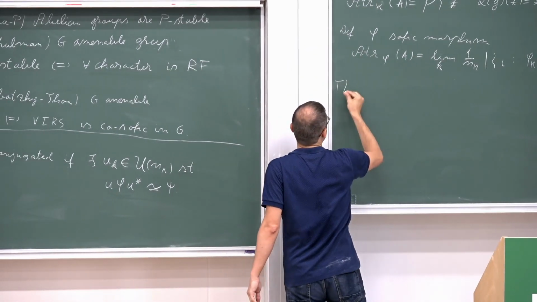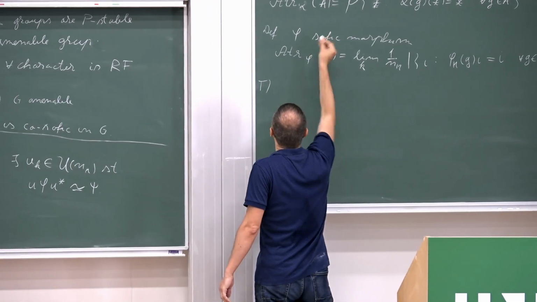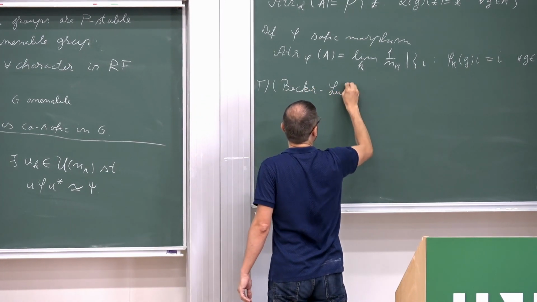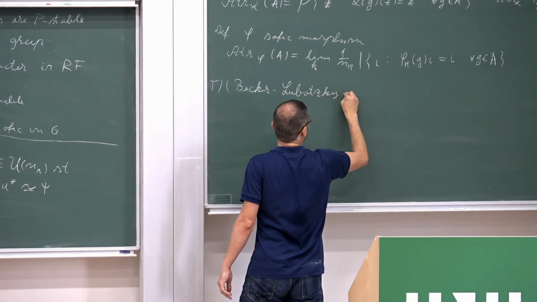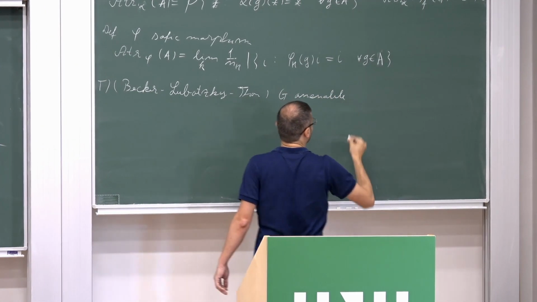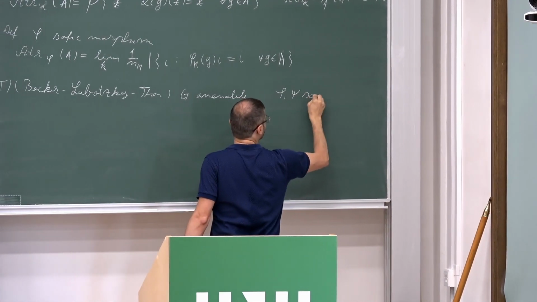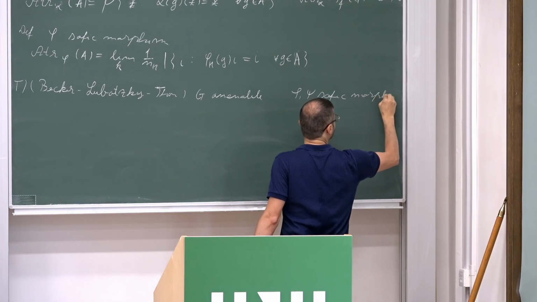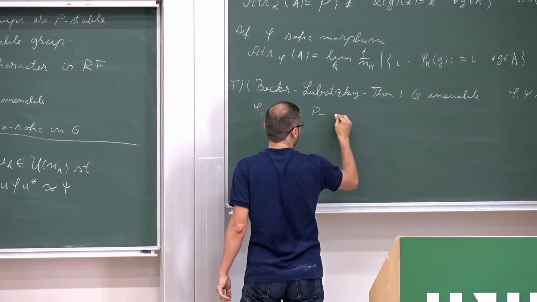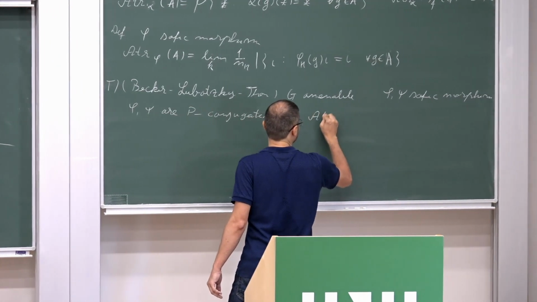Let me now write the theorem. This kind of statement was used by von Neumann and Schauer, but in this setting it is due to Becker, Lubotzky, and Thom. So if G is amenable and phi, psi are Sophic morphisms, then phi and psi are conjugated by a permutation if and only if the action trace is the same.